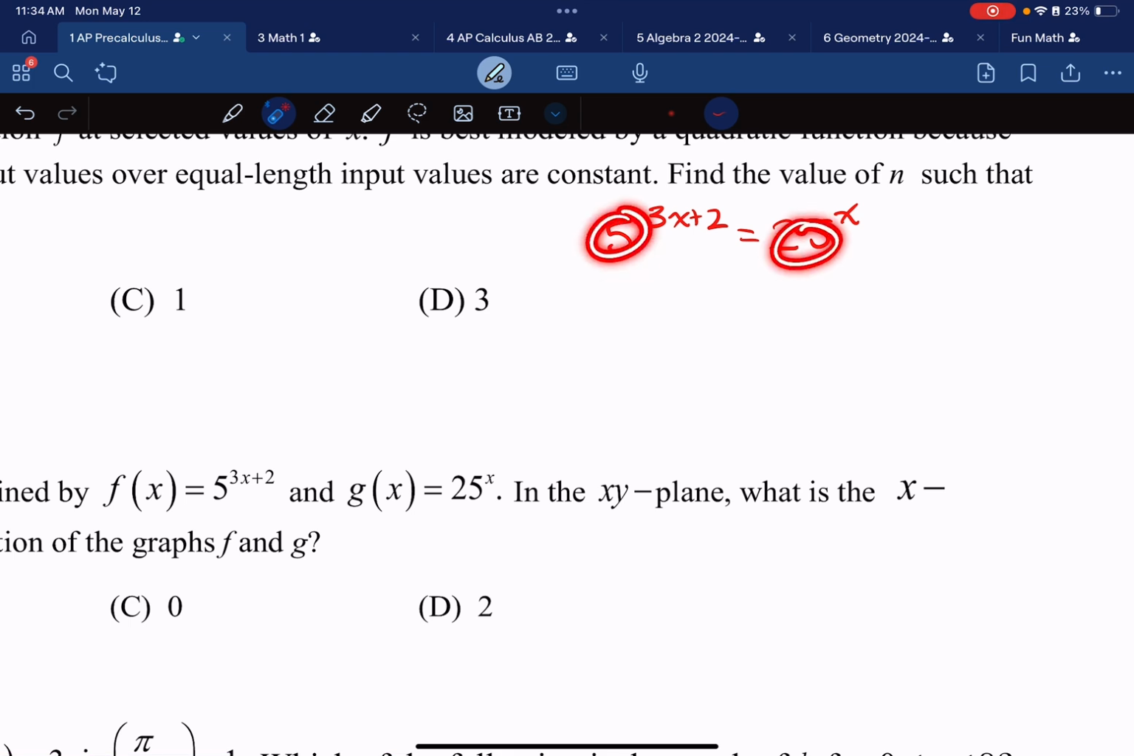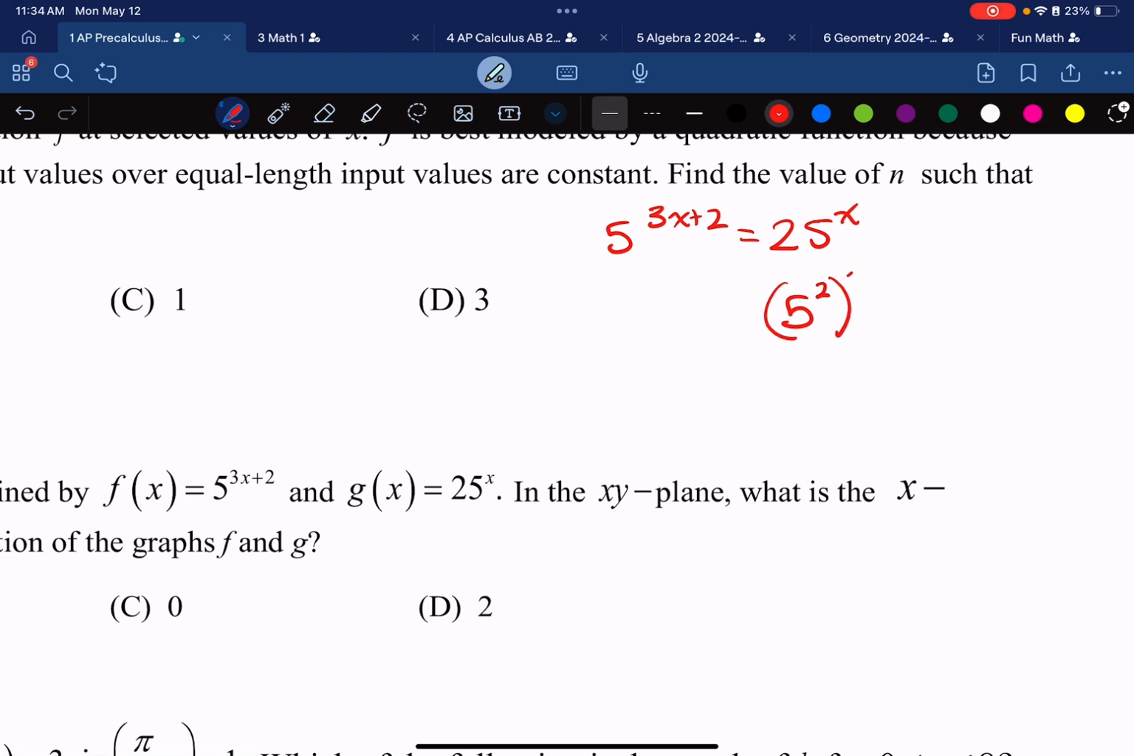If this is a 5 and this is a 5, if the bases are the same, then I can just set their powers equal to one another. So on this right-hand side, I can transform the 25 into a base of 5 if I simply square it. This is going to be 5 to the power of 2, therefore to the power of x.